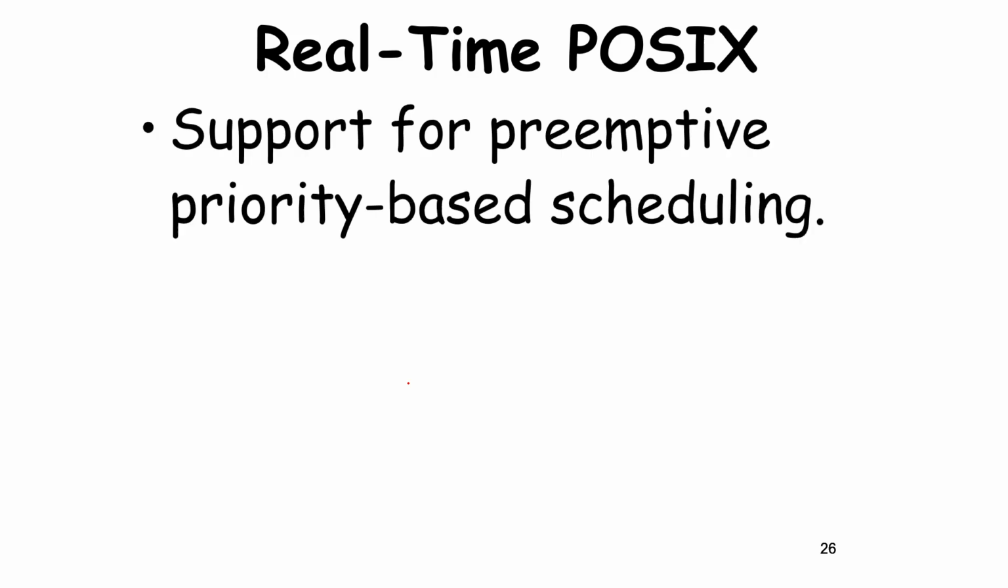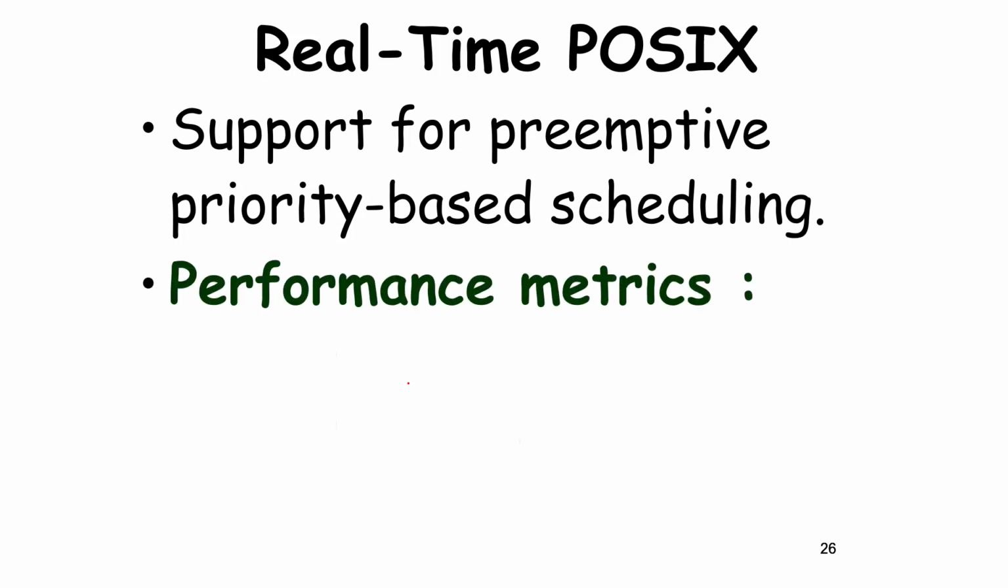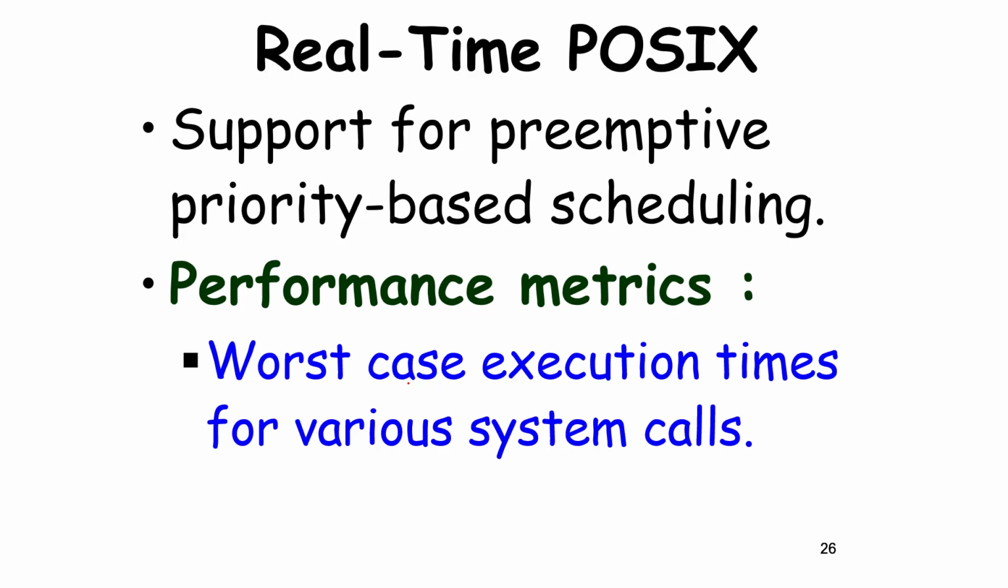Coming to real-time POSIX, if you look at support for preemptive priority-based scheduling, then you need some performance metrics, right? For every system call, you need a worst case execution time. It's a bound. This allows us to properly plan our execution, think about worst case execution times, plan, right? A real-time system is all about planning. The moment we have an upper bound, this really helps. And this is exactly what the POSIX standard mandates for the system calls.